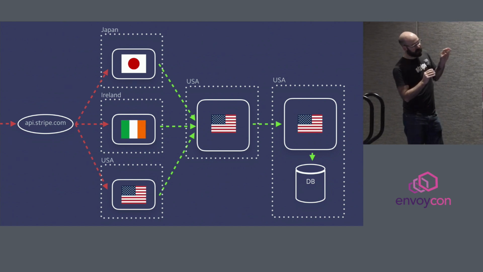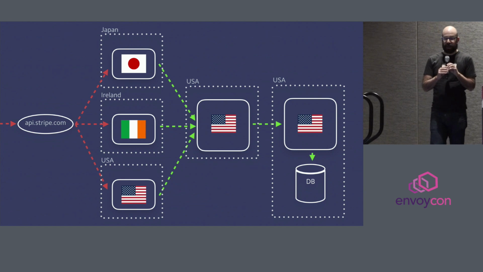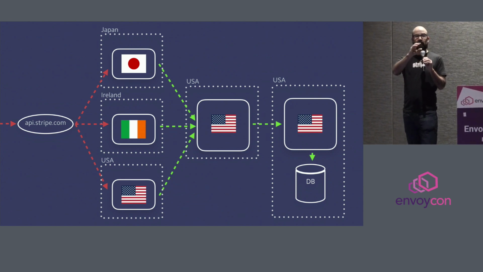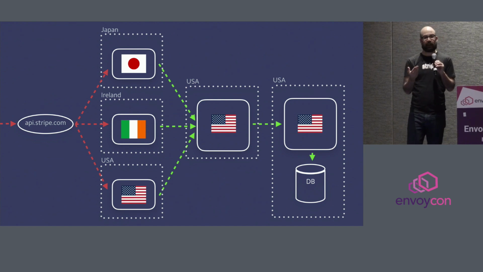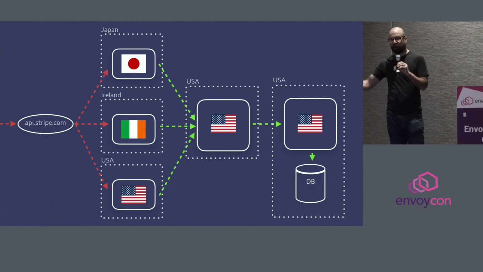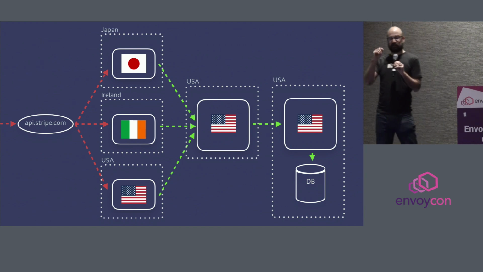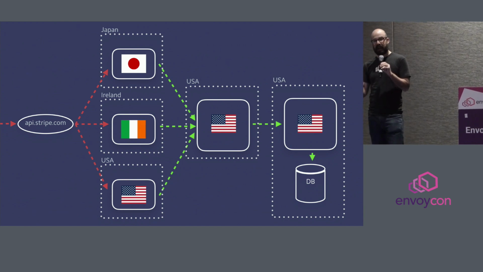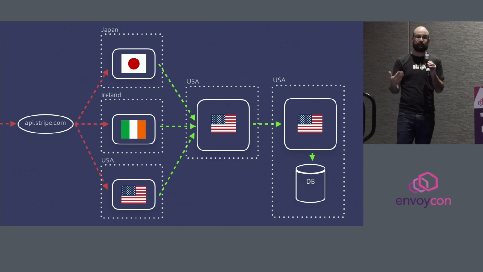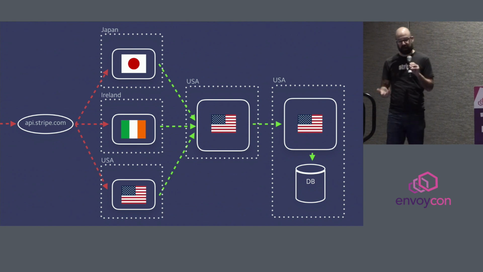Now, the significance of the different colors on the arrows, the red arrows represent traffic that moves over a connection that might be the user's internet, say, a mobile network, their home broadband, their office, what have you. Whereas green arrows represent connections or traffic over connections run and operated by Stripe.